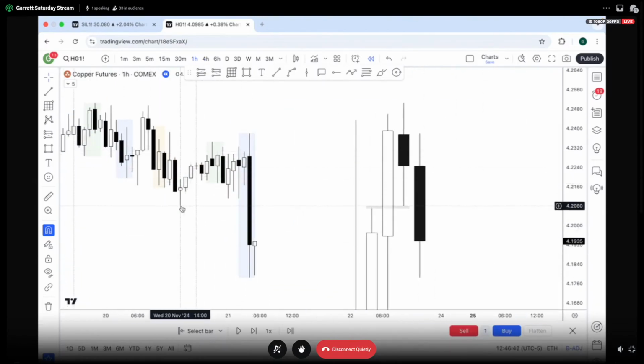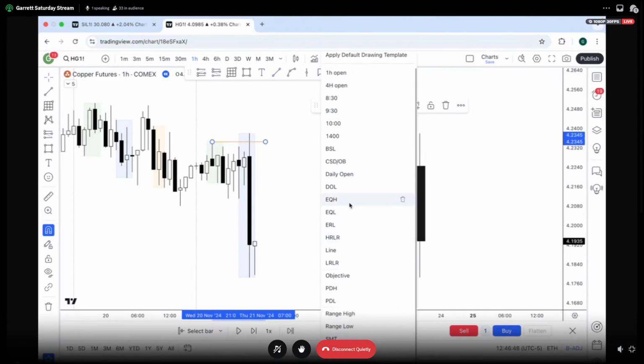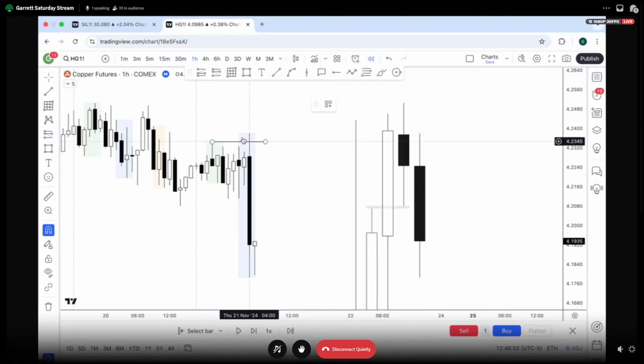What we have here is just Asia consolidation. This is my ideal scenario. This is exactly what I'd see. I like to see the high of the day form manipulation. So the wick is manipulation, and it's just confirmed by CSD, right?